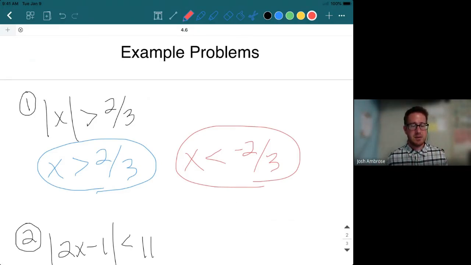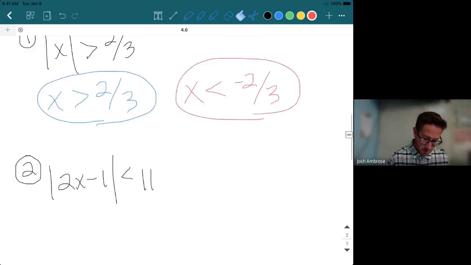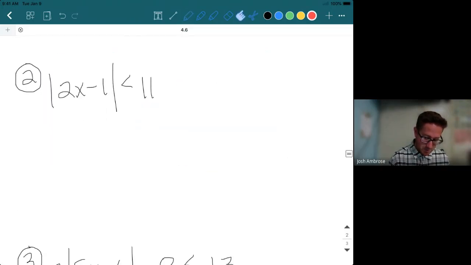So look at what was given. Absolute value x greater than 2/3. Look at what I wrote in the blue. That's exactly what was given. Nothing we need to change, nothing we need to solve for. That's what we got. But now look what's written in the red. Flip the inequality sign and change the sign on the constant value. Okay, so let's take a look at another one that requires just a couple more steps.